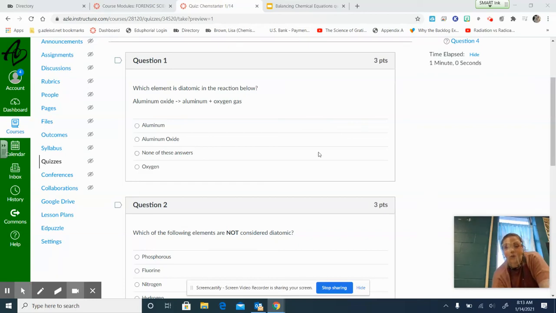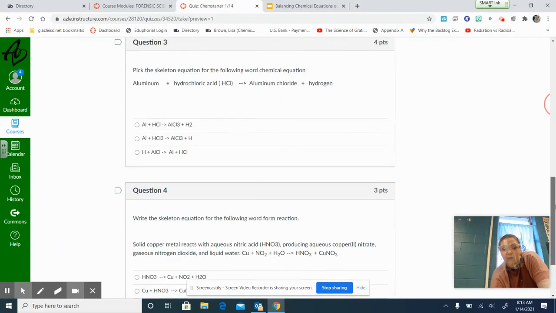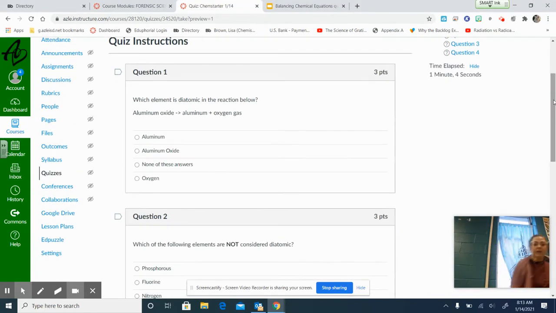Okay, all right, guys. So I'm going to go through the opener with you. So here we go. Which element is diatomic in the reaction below?